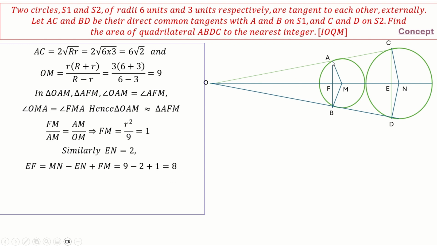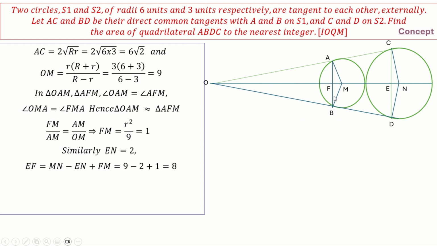Now I have a trapezium where AB and CD are parallel. Okay, so I need to just know the length of AB and CD. That is simple because AMF is a right angle triangle. We know the AM value, we know the FM value. So I can get the AF value.